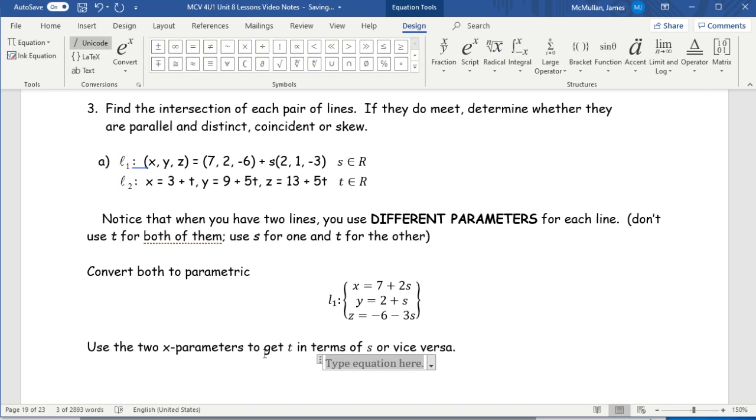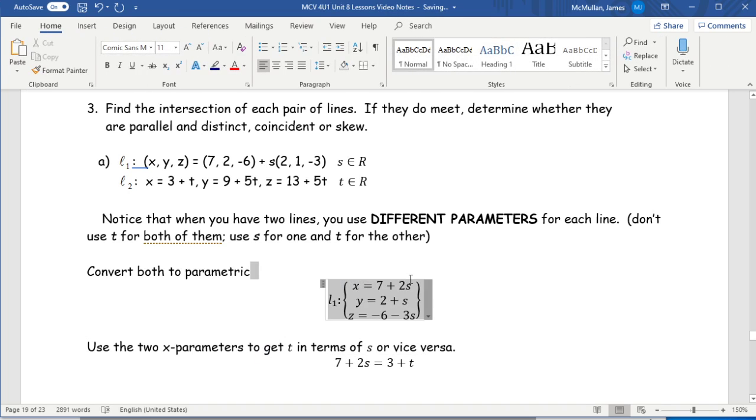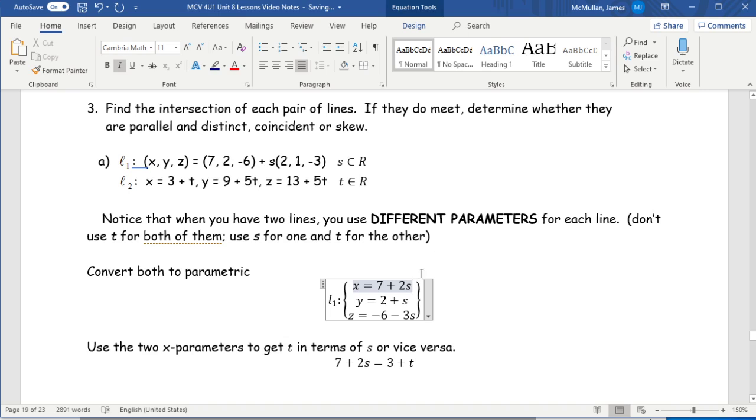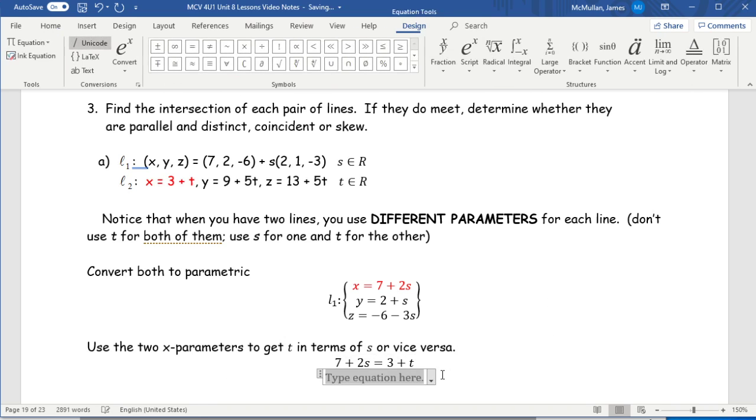Okay, so let's go with, let's say, 7 plus 2s is equal to 3 plus t. And again, where am I getting that from? Let's just quickly use some colors here to demonstrate. If I take the x and put it in red, and then this x and put it in red, that's what I'm setting equal to each other. So again, you can come up with a really easy equation here. You just go t equals 4 plus 2s, because you bring the 3 over to the other side, you get 4 plus 2s equals t.